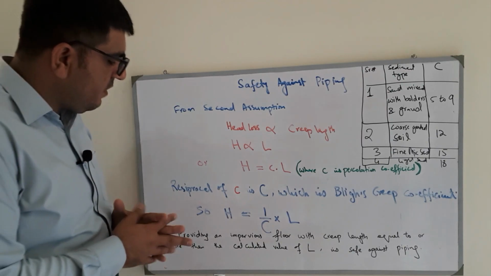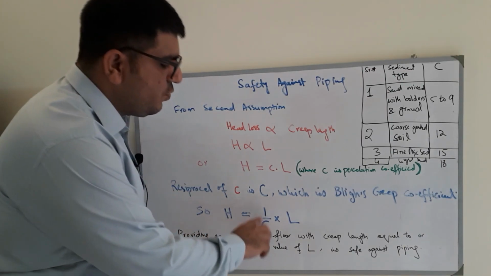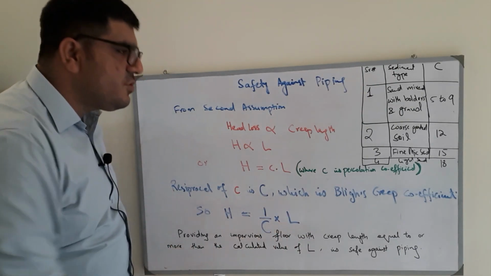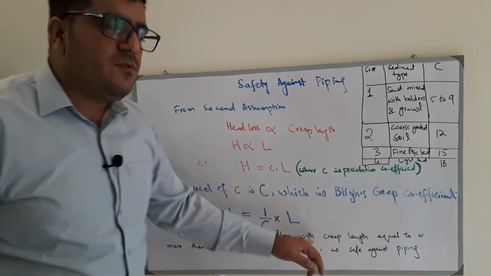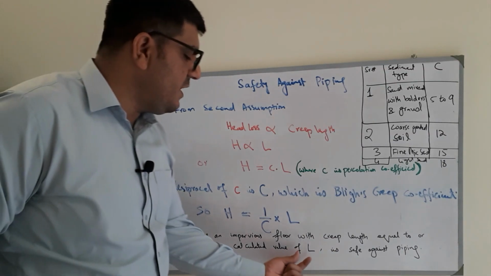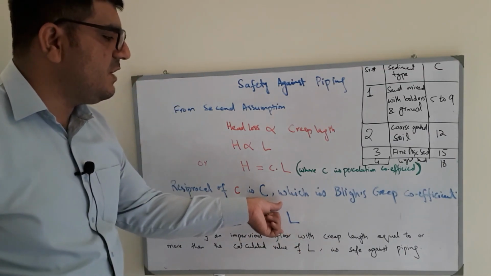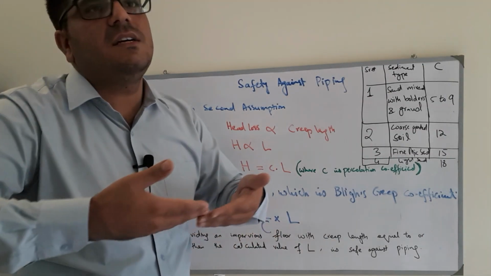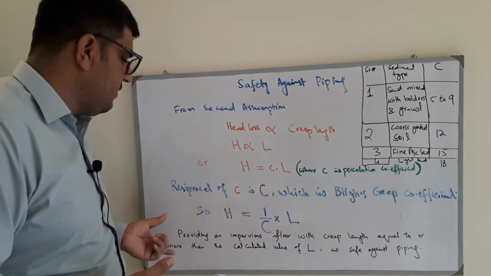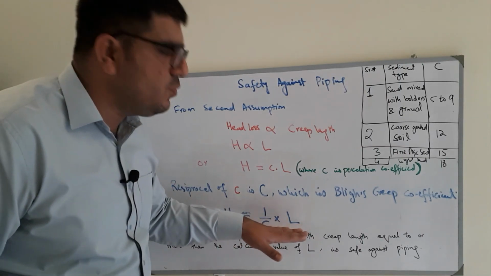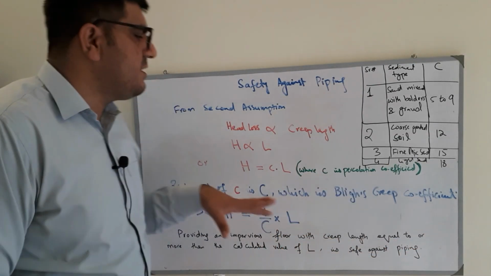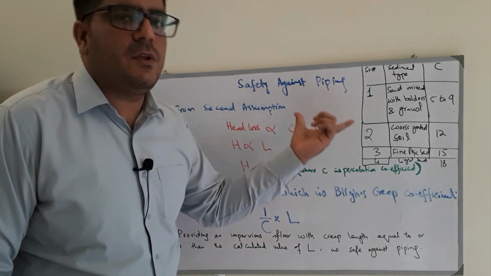So now we can say that the head is equal to 1 over C multiplied with L, where this C is the Bligh creep coefficient. So we will calculate this value of L. Then if we provide an impervious floor with a total creep length which is equal to or larger than this L, then this impervious floor will be safe against the piping phenomenon of failure.